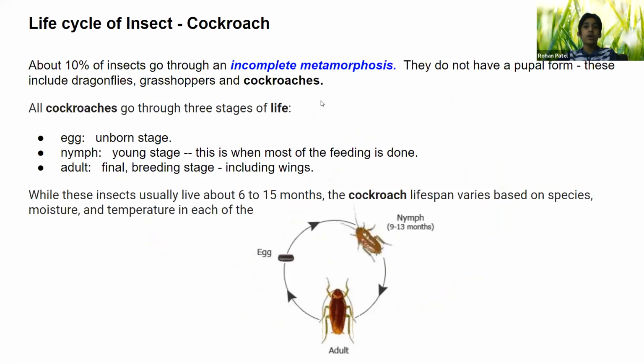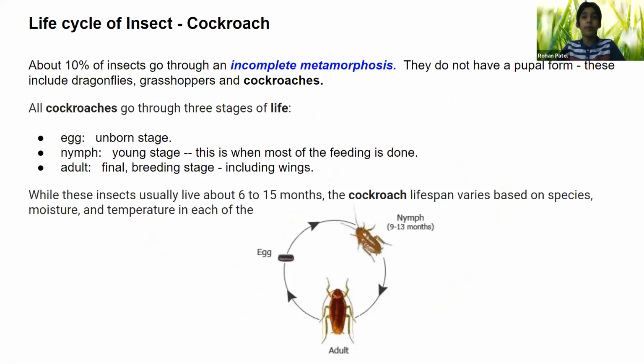So what about a cockroach, which is an incomplete metamorphosis? They do not have a pupa form. These include dragonflies, grasshoppers, and cockroaches. So all cockroaches go through 3 stages of life: the egg, nymph, and adult.